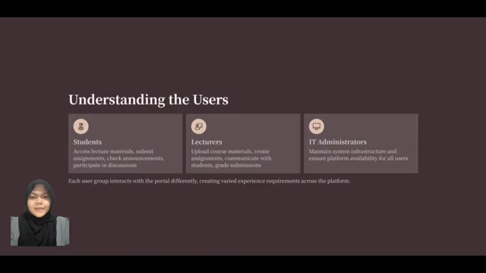Understanding the user. First, it is important to understand the main users of the system. There are three key user groups: students, lecturers, and IT administrators. Students mainly use the portal to access lecture materials, submit assignments, check announcements, and participate in discussion forums. Because they use the system frequently, they need quick and easy access to course information and deadlines. Lecturers use the portal to upload course materials, create assignments, communicate with students, and grade submissions. Their tasks involve managing course content and monitoring student progress.